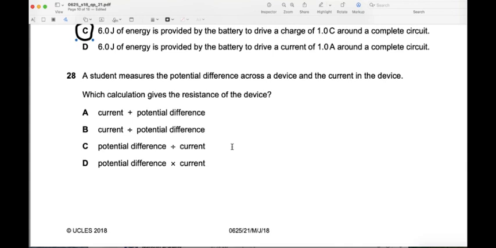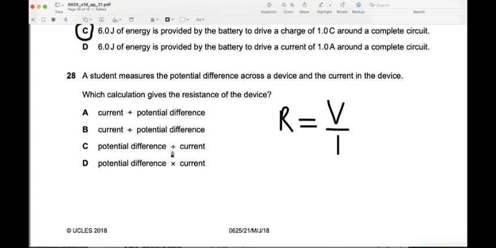A student measures the potential difference across a device and the current in a device. Which calculation gives the resistance? Resistance is the potential difference, which is voltage, divided by the current. Remember, V equals IR. If you cross multiply, V equals current multiplied by resistance. So if you are looking for resistance, it's the voltage divided by the current.